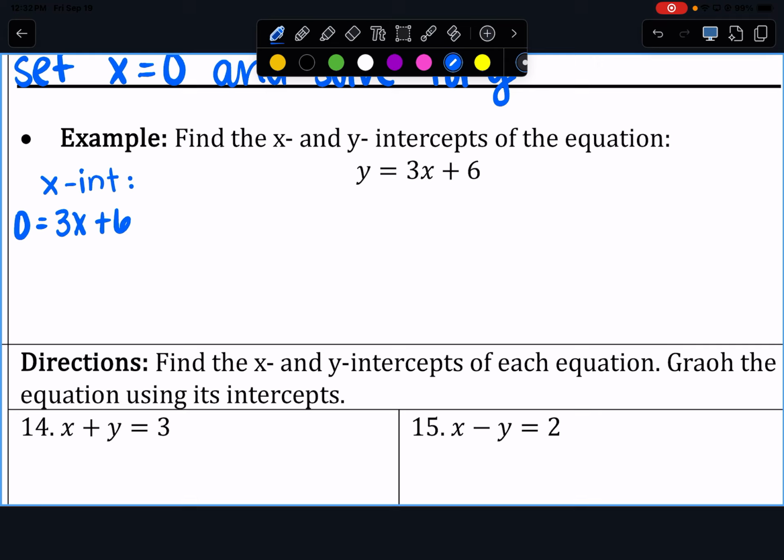How do I solve that for x? Subtract 6. So what is 0 minus 6? Negative 6. Equals 3x. Then what do I do? Divide by 3. So negative 6 divided by 3 is? Negative 2 equals x. So our x-intercept is at the point negative 2, comma, 0.